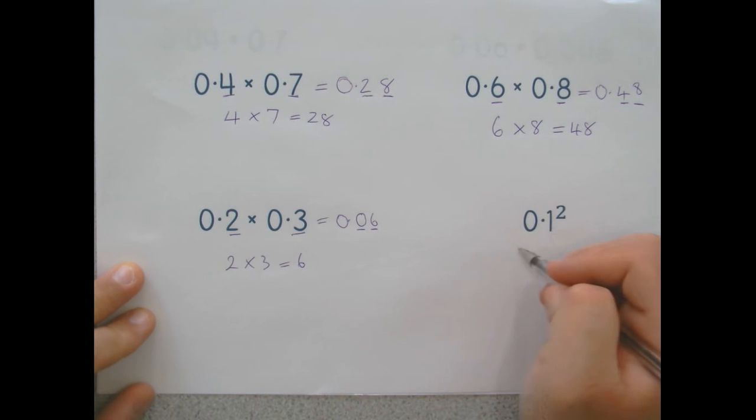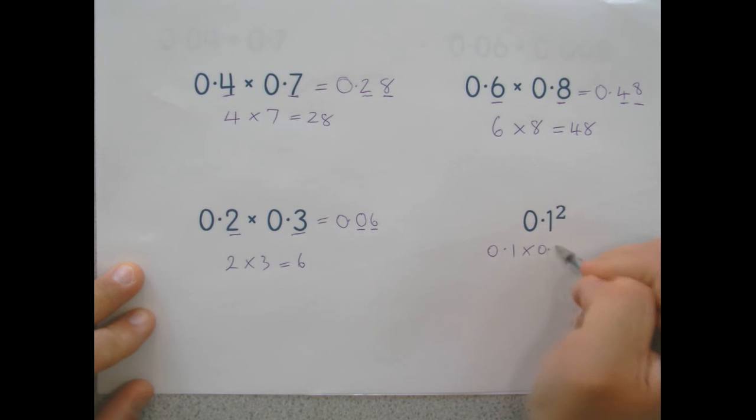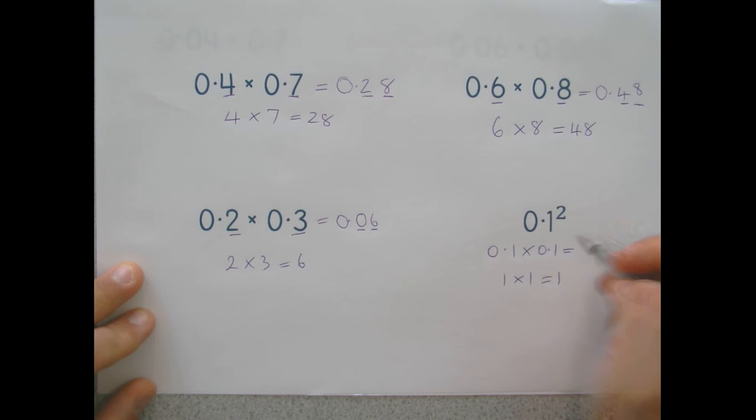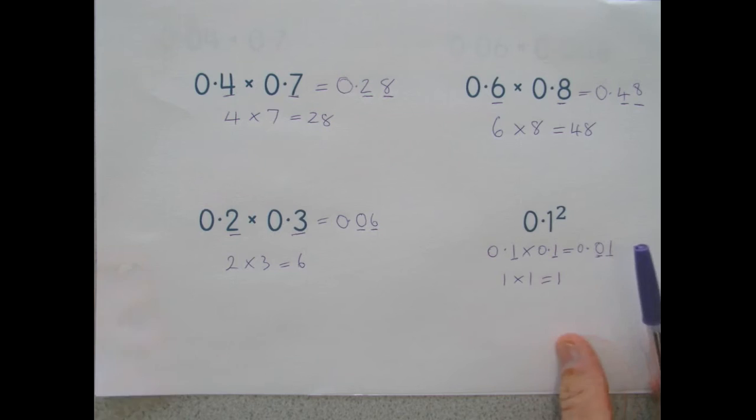Now this here, 0.1 squared simply means 0.1 times 0.1. Which of course then, if we work out 1 times 1, we get 1. Right, ignore the decimal points. Putting 1 there in our answer, now we've got 2 decimal places, haven't we? So it'll be 2 in the answer. So again, I can write 1 as 0.1. Okay, so 0.01 is my answer with 2 decimal places.